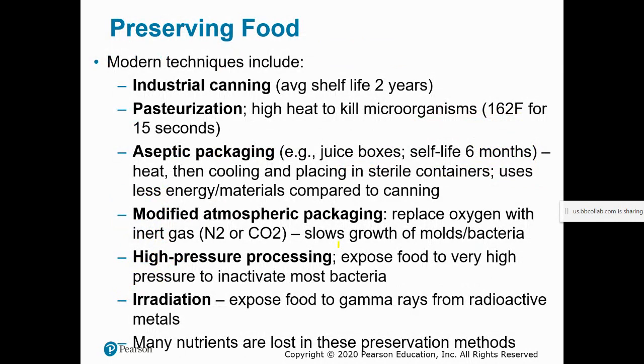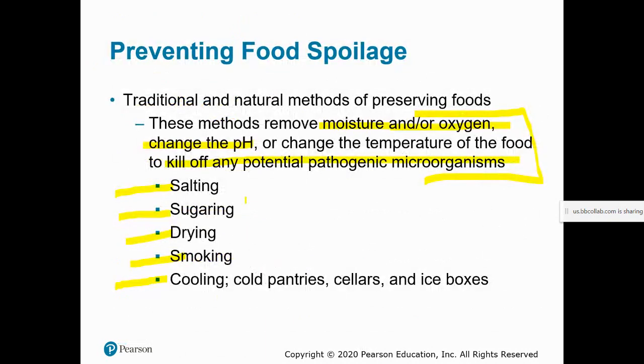And then at the sort of industrial level, these are some food preservation techniques that might be used. So canning, pasteurization, aseptic packaging, modified atmospheric packaging, high pressure processing, and irradiation. So again, in all of these cases, we're going to see the same things, just sort of through different processes.